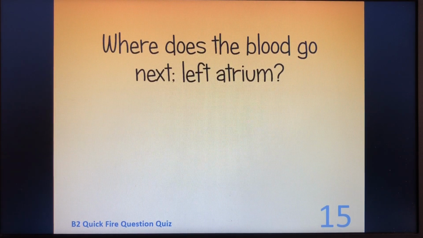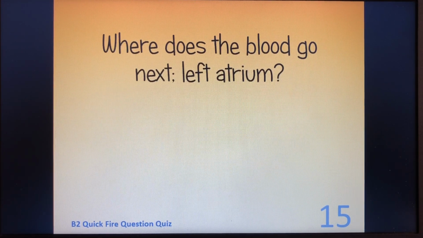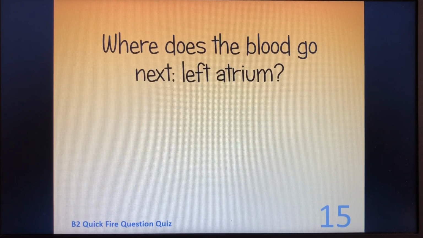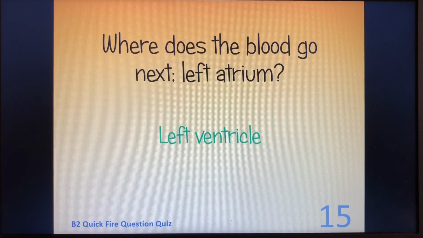So question 15, where does the blood go next? Left atrium. So the blood visits the left atrium from the pulmonary vein into the left atrium, which is that thick side of the heart. And where does it go next? It's been in a vein. It's now in an atrium. Where does it go next? And the answer is the left ventricle, okay? In through the atrium, out through the ventricle.